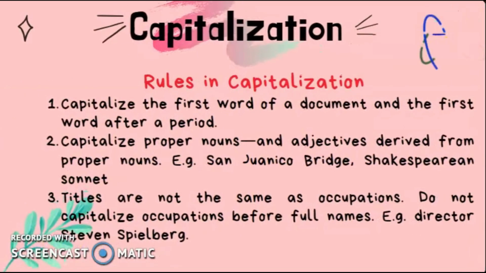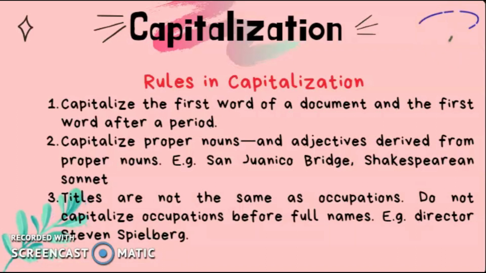When we talk about capitalization, it is the act of writing the first letter of a word in uppercase while the rest of the letters are in lowercase. You must also remember that there are specific cases when special care must be followed. For example, in number 1, make sure that you capitalize the first word of a document and the first word after a period. Next, capitalize proper nouns and adjectives derived from proper nouns. Third, titles are not the same as occupations. Do not capitalize occupations before full names.